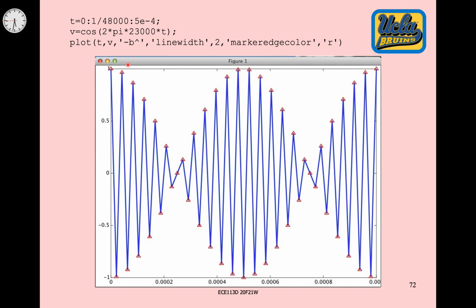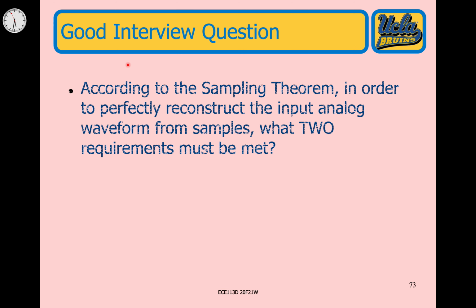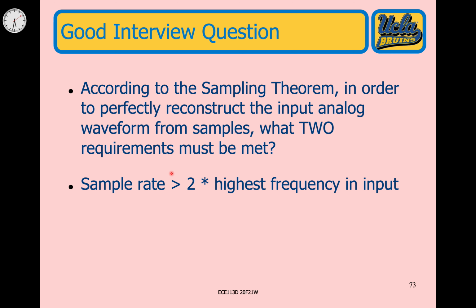So you've followed the rule, right? You followed the sample rate being twice the highest frequency rule, but it turns out there's a second rule. This is a good interview question. According to the sampling theorem, in order to perfectly reconstruct the input analog waveform from samples, what 2 requirements must be met? Clearly, the sample rate being twice the highest frequency, and the second one is that sinc interpolation must be used.